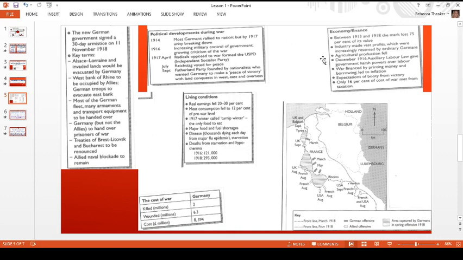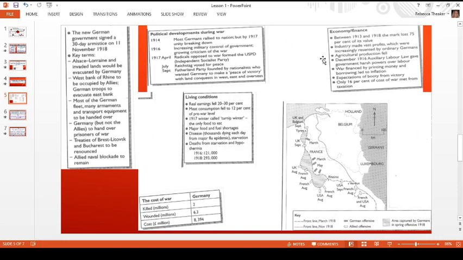Agricultural production fell, so farmers were starting to struggle. In December 1916, the Auxiliary Labour Law gave the government harsh powers over labour, so it gave special war powers to the government to push for harder working conditions for people in terms of labour.